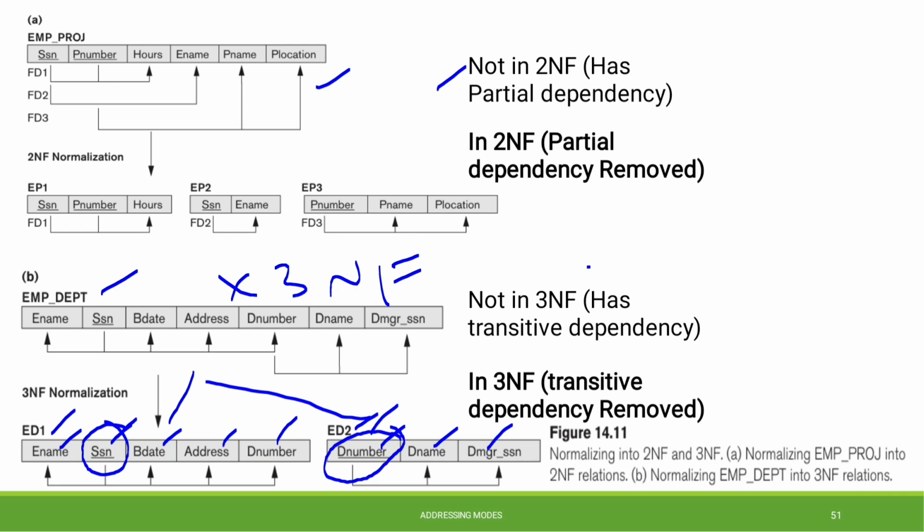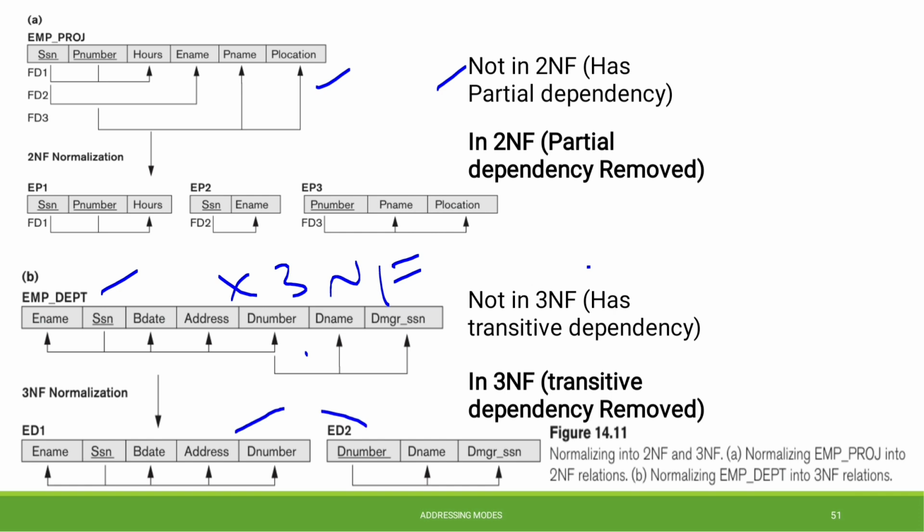So d number is the prime attribute now. It is not a non-prime attribute. So other non-prime attributes are now depending on a prime attribute. Hence transitive dependency is eliminated here also. Because there is no transitive dependency, these two relations are in 3NF. Okay.